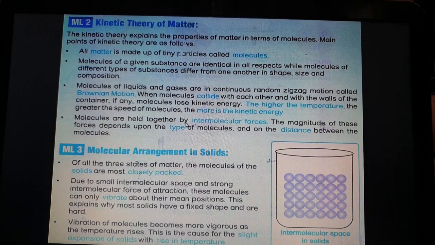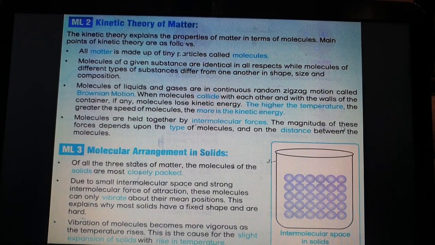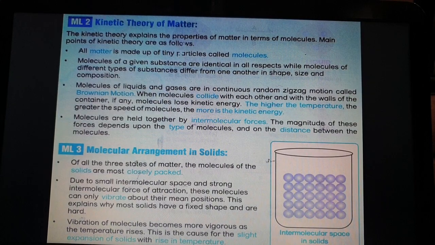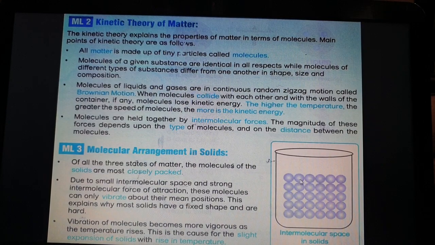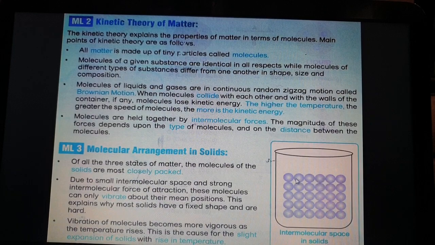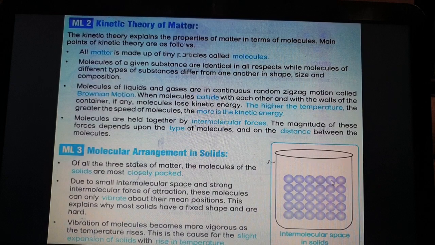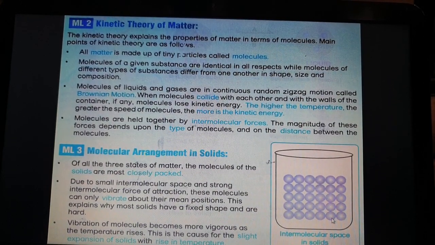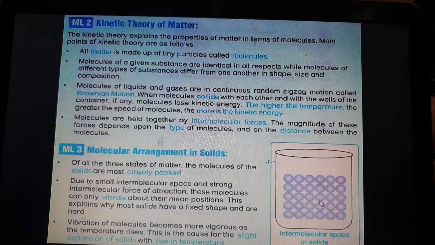Molecules are held together by intermolecular forces. The magnitude of this force depends upon the type of molecules and the distance between the molecules. In the case of solids, these molecules are tightly held. This is only due to the intermolecular force between these two molecules. They both exert a force on each other, and it is very strong in the case of solids. But in the case of liquids and gases, the intermolecular force is weak. Why? Because the space between the molecules is very high.